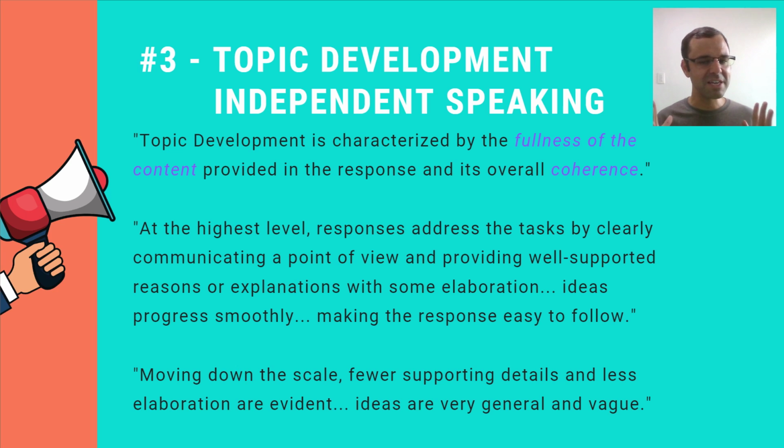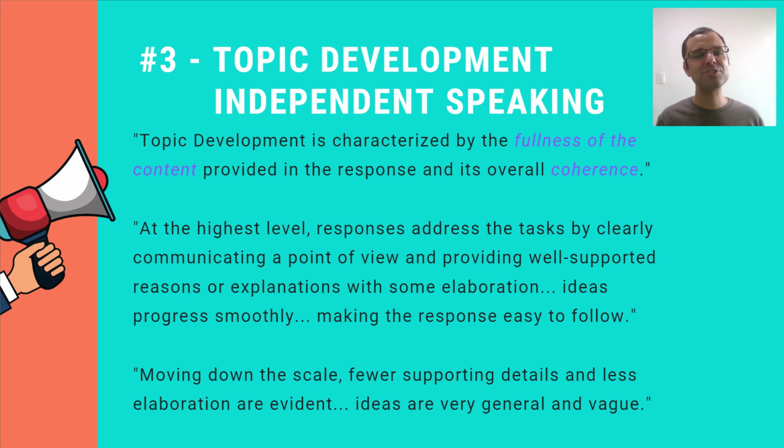So what does this mean exactly? Well, if you read it very carefully, it hints at the kind of structure you need in your answers. So let's look at it kind of like word by word. It clearly communicates a point of view. That means you need a clear thesis. You need a clear main point. You need an answer to the prompt.